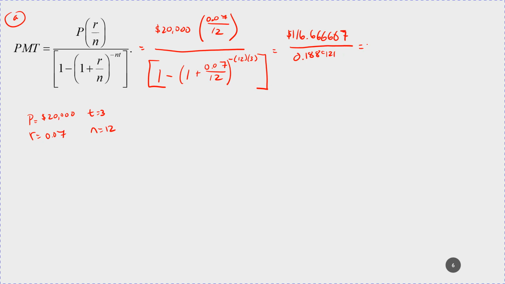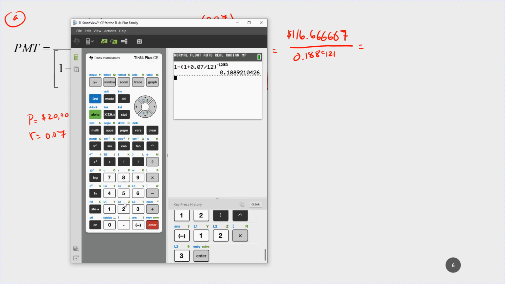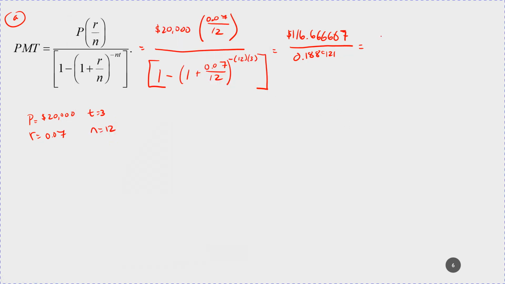All right, so let's figure out what our monthly payment is here. Again, we're only doing 3 years at 7%. So we're going to go 116.666667 divided by 0.188921. And wow, look at this. My monthly payment here, this is very expensive, is $617.54. Okay, so that's my monthly payment on this one.